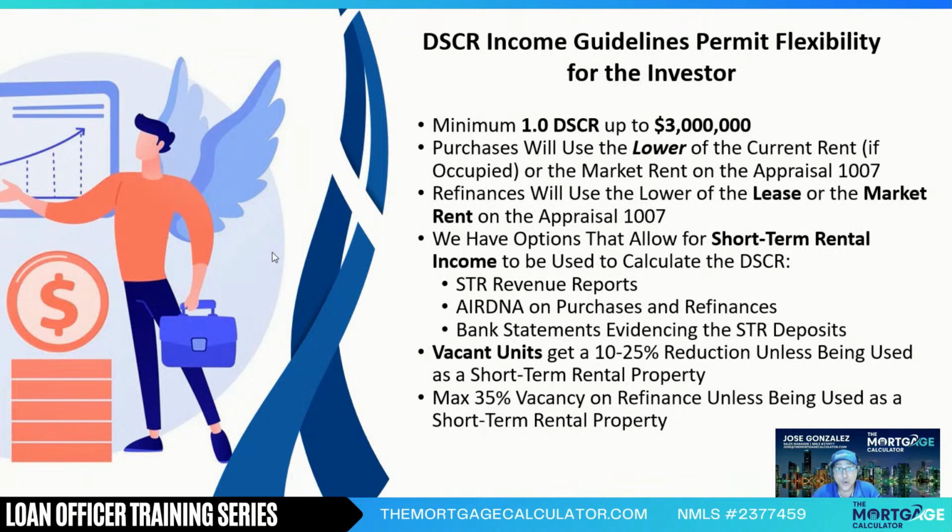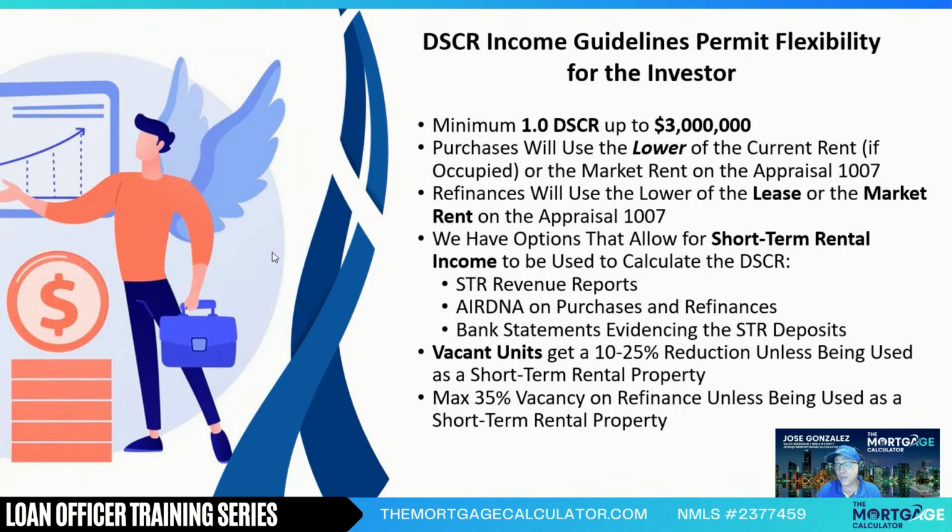One of the great new features now, again, 1.0 DSCR up to 3 million. That's a new feature. The ability to use short-term rental income to calculate the DSCR and qualify the borrower is another new feature for these 5 to 10 unit small multifamily properties. Previously, they were long-term rent only.